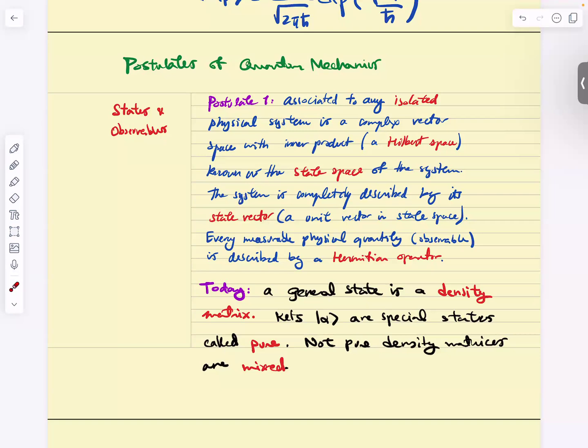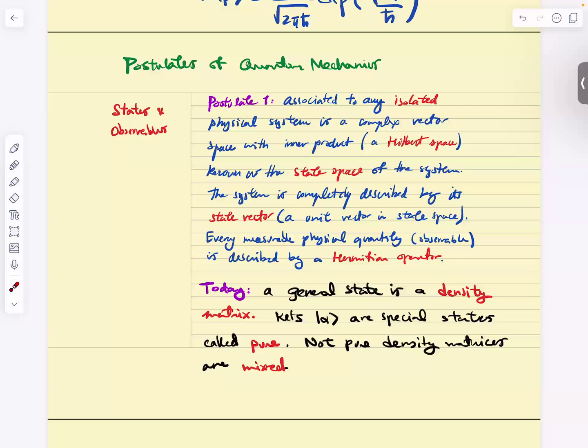Every measurable physical quantity, quote unquote, observable, is described by a Hermitian operator. You recall that Hermitian operator means that it's self-adjoint: the operator and its adjoint are the same. You should also by now realize that a Hilbert space, as a vector space, comes with this adjoint. So the Hilbert space is the space of kets and is isomorphic to the conjugate space, the space of bras, which we usually write as H star. Good? Are there any questions about this postulate?